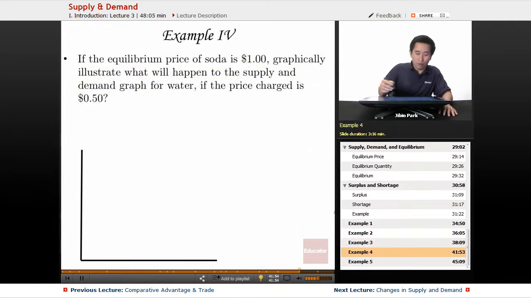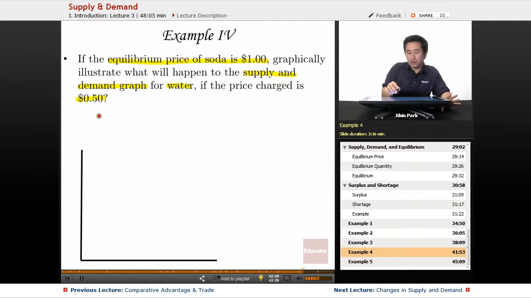So example number 4 here. What we're going to do is take a look at what happens if the equilibrium price of soda is $1. Graphically illustrate what will happen to the supply and demand graph for water if the price charged is 50 cents.